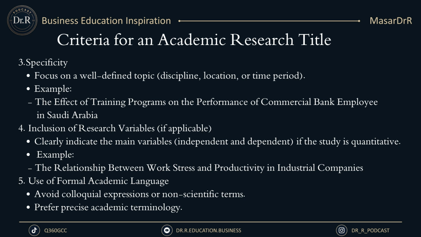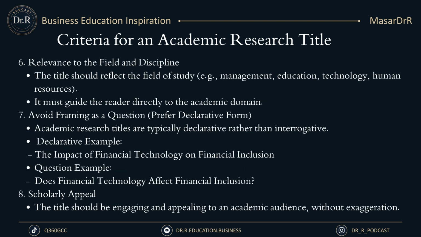4. Inclusion of research variables, if applicable. Clearly indicate the main variables, independent and dependent, if the study is quantitative. Example: the relationship between work stress and productivity in industrial companies. 5. Use of formal academic language. Avoid colloquial expressions or non-scientific terms. Prefer precise academic terminology.